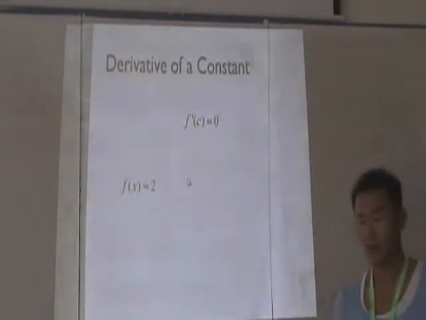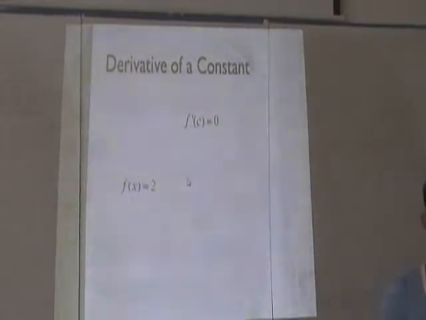So let's say f of x is equal to 2. The derivative of 2 is 0. And that's it. Any constant. The derivative of any constant is always going to be 0.